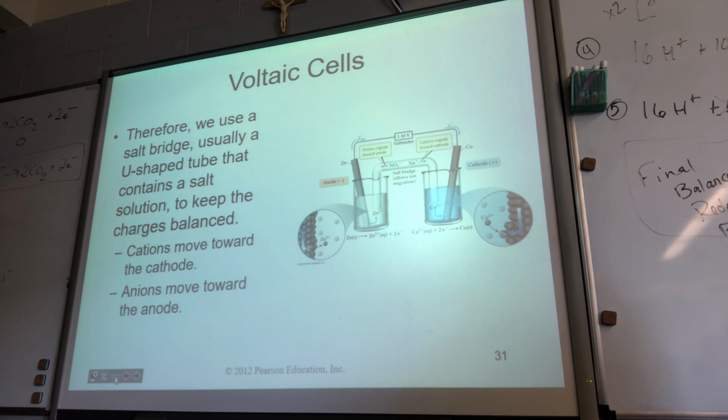Please remember the things we were just talking about. Positive charges are going to move towards the negative thing. Negative things are going to move towards the positive thing. Hopefully that makes sense in your brain. That salt bridge is what allows that to happen. The anions and cations involved in the reaction use the salt bridge to move from one solution to another. That's the big takeaway here.